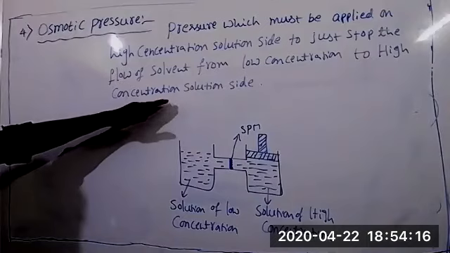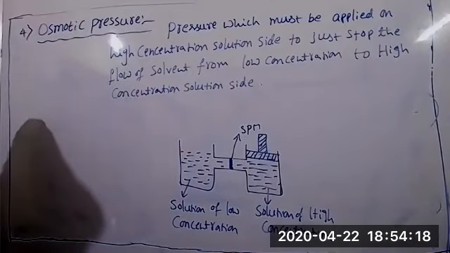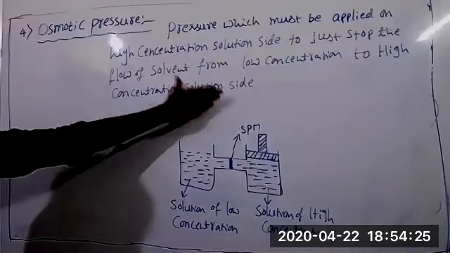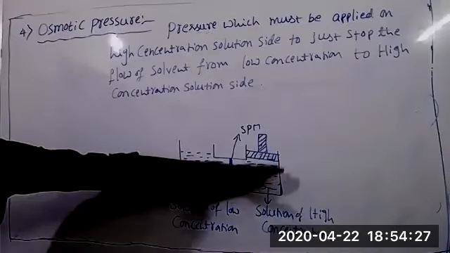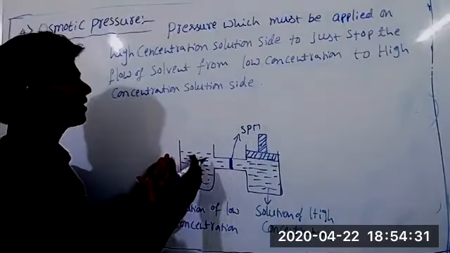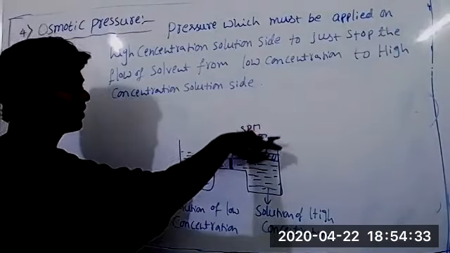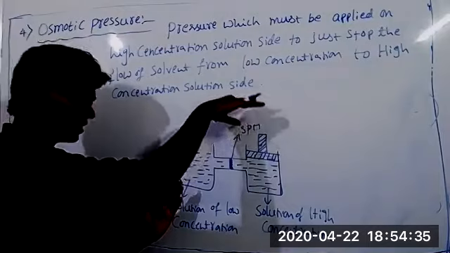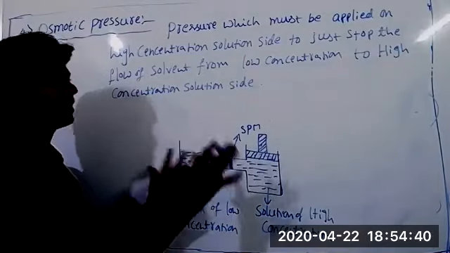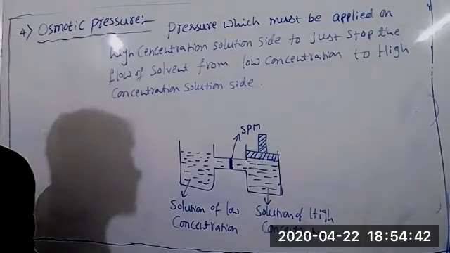Guys, completed this definition? Yes, sir. I think it's a very easy definition, very important also for 1 mark. So the pressure which must be applied on the high concentration solution side to stop the flow of solvent from low concentration to high concentration. If you apply more, sufficient pressure, the flow of solvent from this side to this side stops. That pressure is called osmotic pressure.